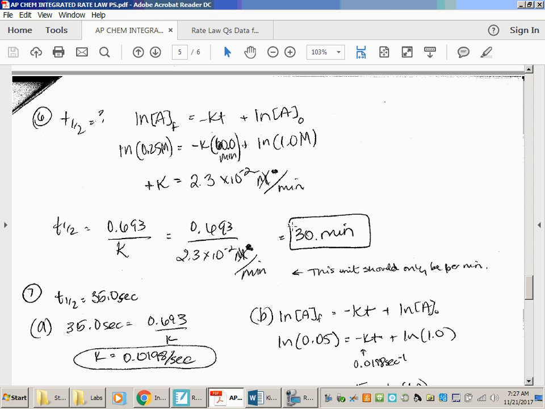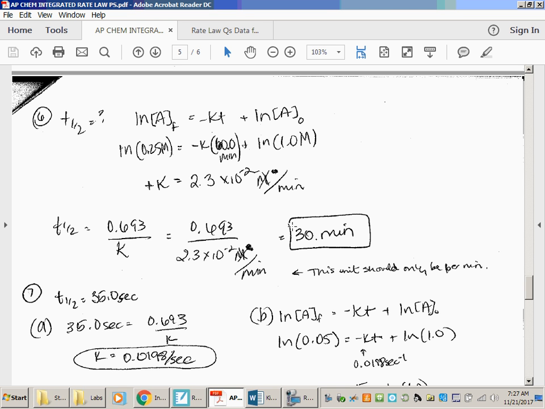Make sure your K value is a positive value, and did I cancel that out? Looks like I did. Yeah, that molarity is not there. So it's 2.3 times 10 to the -2 per minute. And then when you plug the K value into your half-life equation, you should get 30 minutes.